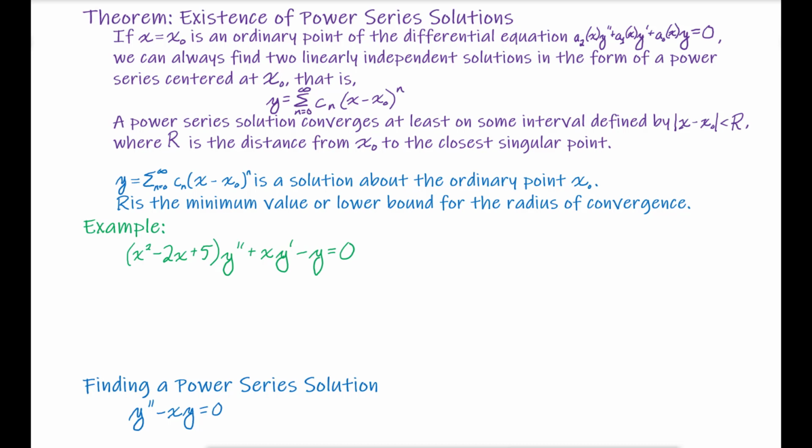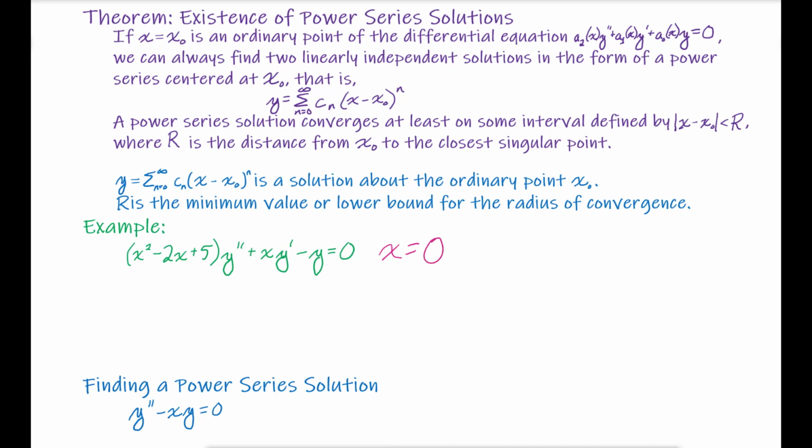So let's take a look at an example. Let's say I have x squared minus 2x plus 5, that quantity, times the second derivative of y with respect to x, plus x times the first derivative of y with respect to x, minus y equals 0. And let's say I want to find the minimum radius of convergence for a power series solution. And let's say my ordinary point that I'm finding this about is x equals 0.